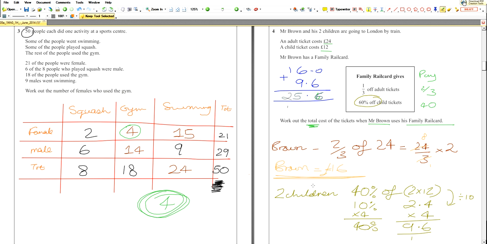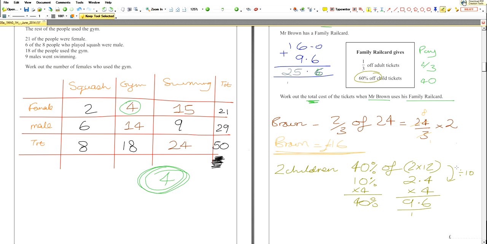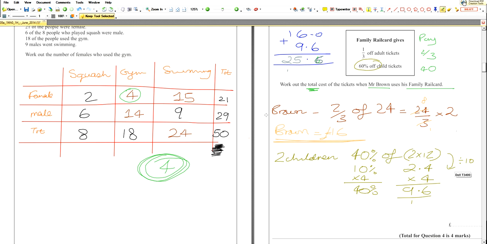So what is his total cost? £25.60. When you write your final answer, is there space on the bottom for the final answer? Let's see if we can just move it up a bit. So over here at the bottom, we can write down the answer, £25.60.